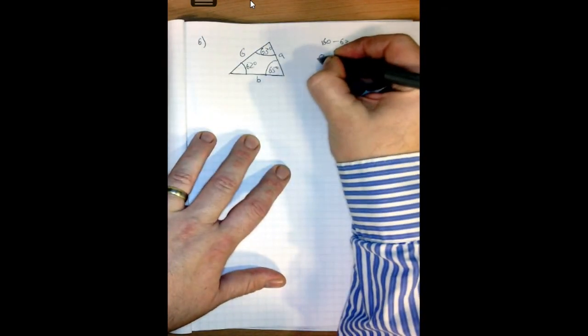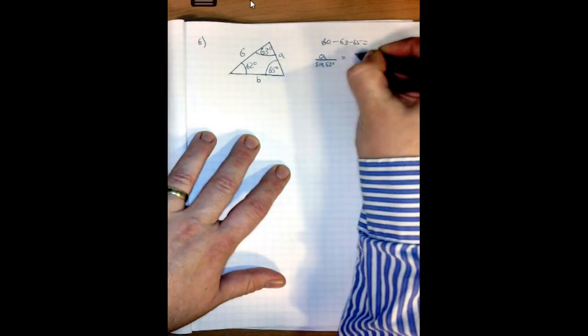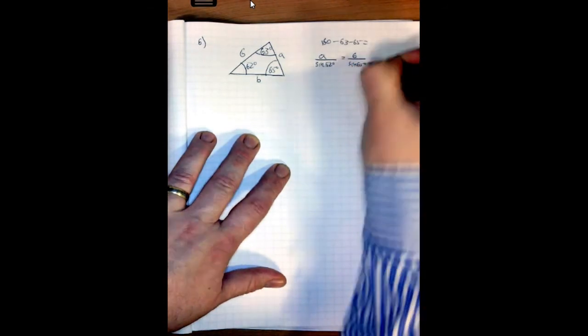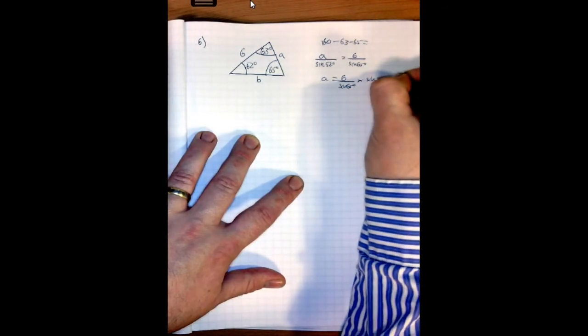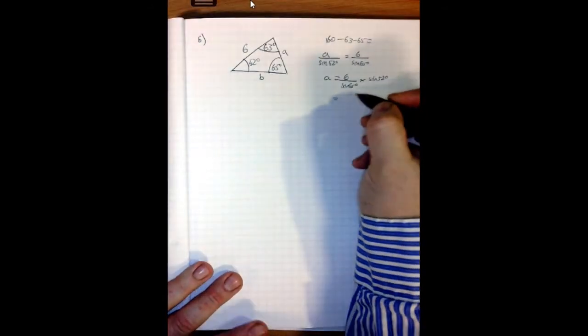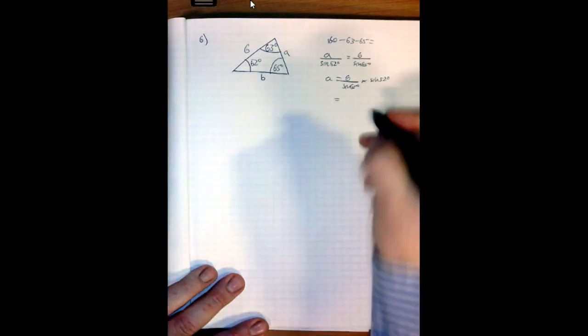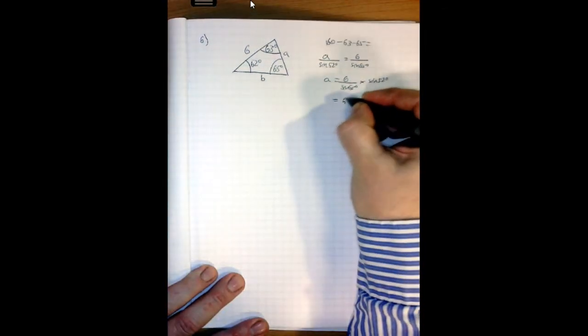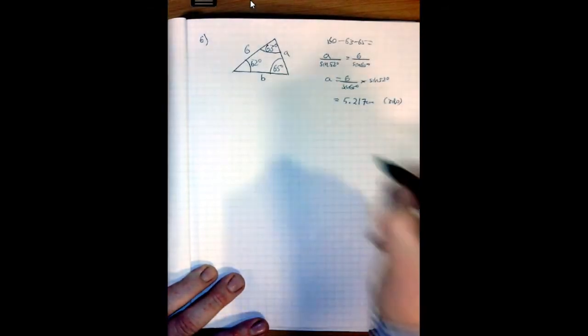Now I'm thinking ahead a little bit. I want my answer to be correct to 2 decimal places, so I'm going to work to 3 decimal places. 6 over sine 65 multiplied by sine 52 is 5.217. Now I'm going to find B. B over sine 63 is also equal to 6 over sine 65, so B equals 6 over sine 65 times by sine 63.